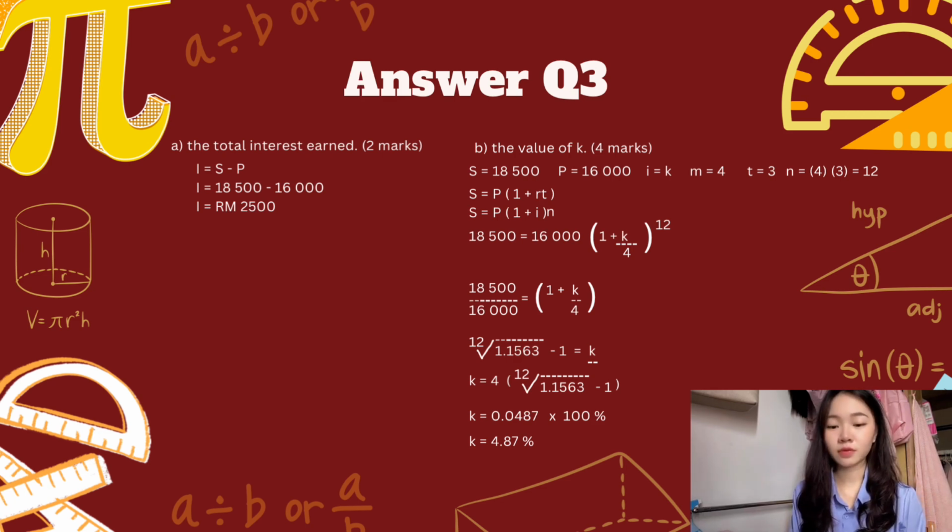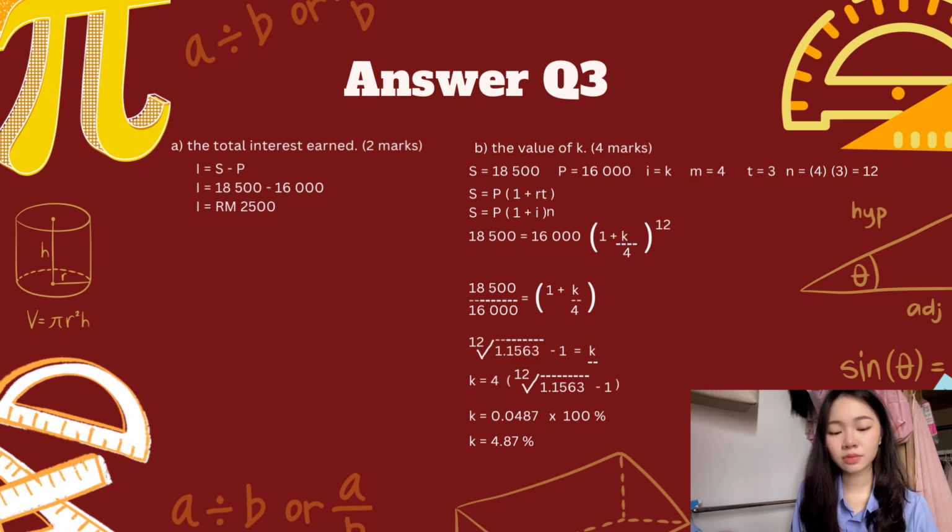For part B, the question asks the value of K. In this question, we don't know what amount of K. Actually, I is K, the percent of interest. So here we can see some information where we can find amount of S, 18,500, and P is 16,000. For this part we use the formula where S equals P times (1 plus I) to the power of N. After that, we should find the amount of M and N first. M is the frequency of conversion, which is how many times compounded in 1 year. So here our M is 4 because the question said compounded every 3 months.